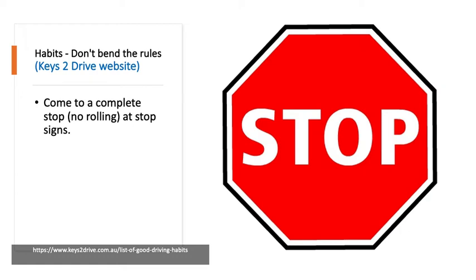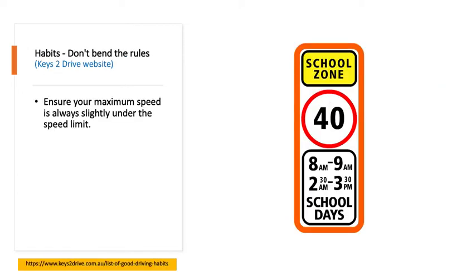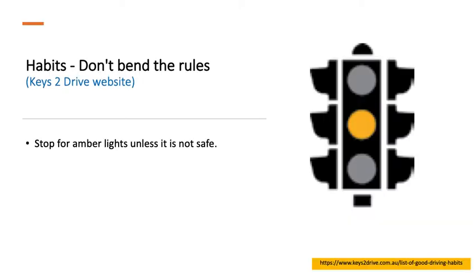Traffic engineers and other road safety experts have decided that stop signs or stop lines should be put in places quite often when there's obscured vision, and quite often there may even be a history of T-bones happening at those places. So they need to be treated with a high degree of respect and due care and attention. Don't bend the rules. Ensure your maximum speed is always slightly under the speed limit. Don't bend the rules. Stop for amber lights unless it is not safe.